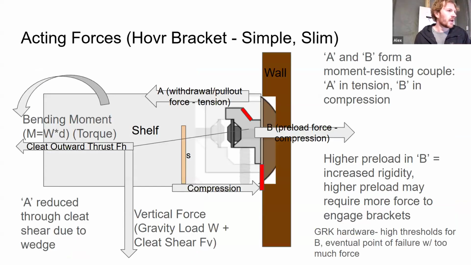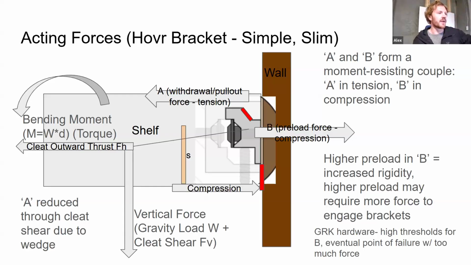And with that, I just wanted to go through a little bit of the acting forces on the HOVR bracket. This one is the slim HOVR bracket, which makes things a little easier because it's only one screw per stud instead of two. Essentially, you've got two different kinds of forces acting here. You've got the bending moment, and you can see A there, the withdrawal pullout force, and then the compression force coming in at the bottom, and also at where the screw is, the preload force.